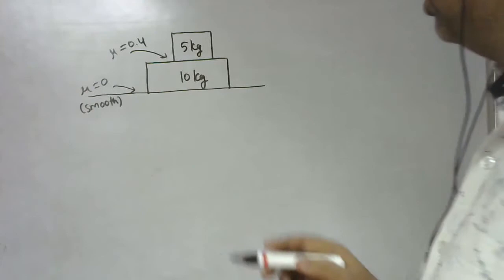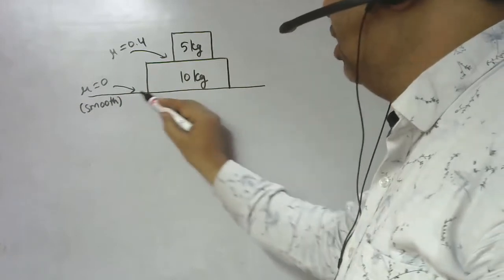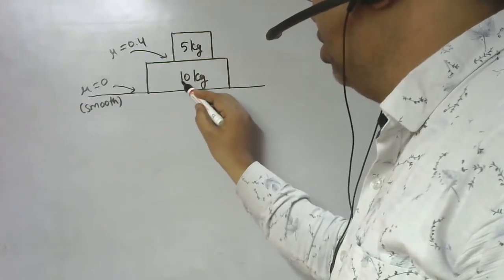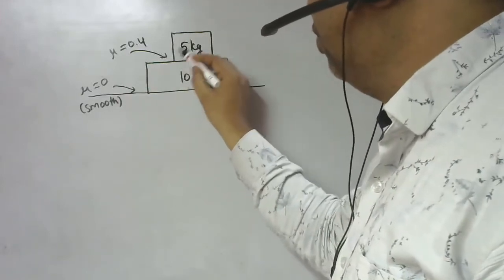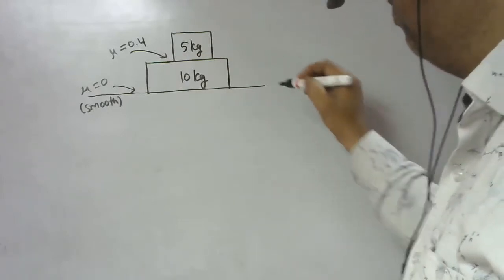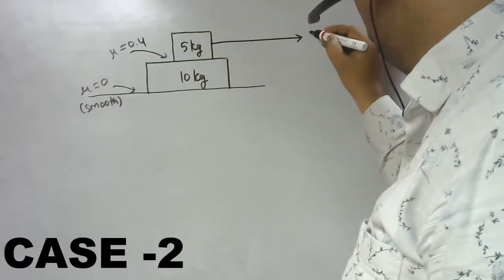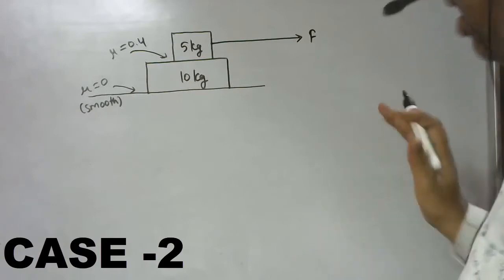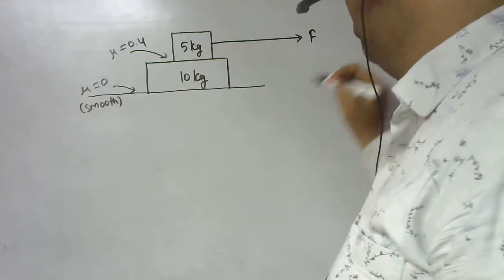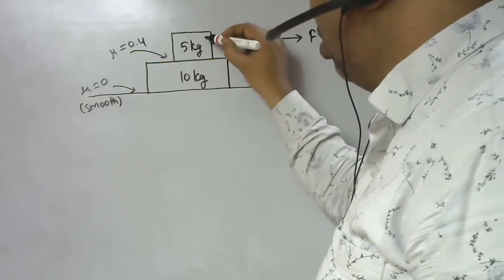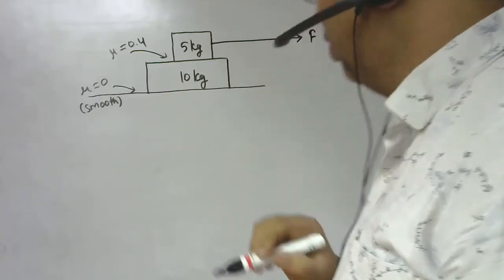This is another case. These two blocks are 5 kg and 10 kg, and the friction coefficient between the 10 kg and the table is 0. I mean this surface is smooth, while the friction coefficient between the two blocks is 0.4. Now instead of the lower block, if I apply a force on the upper block, let's discuss the same situation as I discussed earlier. So here the external force acts on the upper block, and the 10 kg will accelerate or move at the mercy of the frictional force between the two blocks.